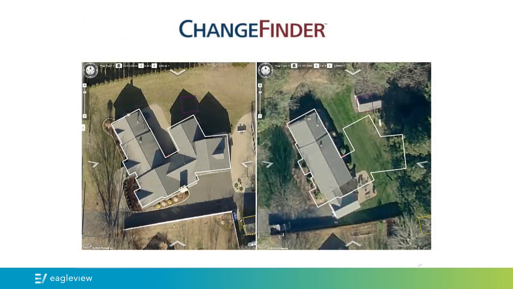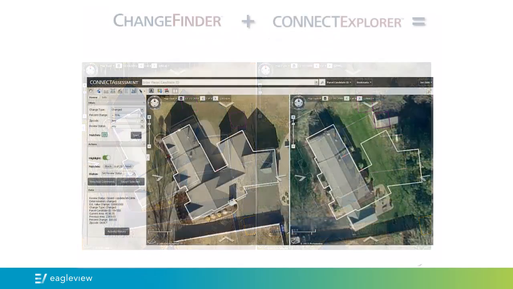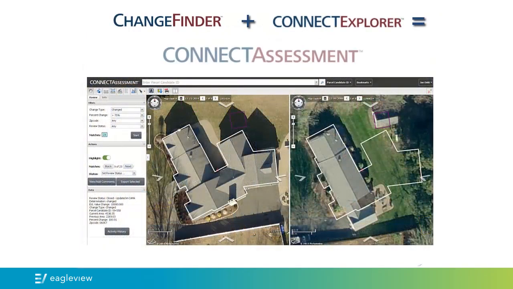Change Finder is a separate product that detects changes in an area that could go undetected, such as additions to existing structures, demolitions, new construction, or other real property features. The process involves comparing existing building outlines from the most current imagery to an older set of imagery to detect changes in your jurisdiction. Connect Assessment combines this project with our online Connect Explorer interface.